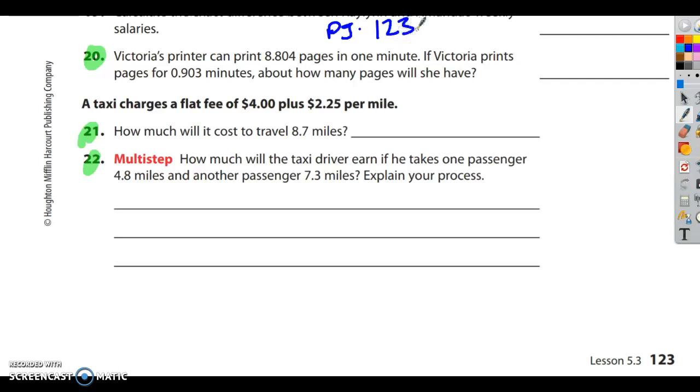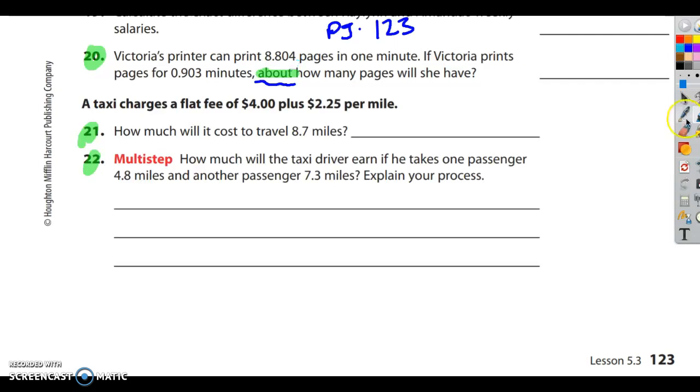Number 20 reads, Victoria's printer can print 8 and 804 thousandths pages in 1 minute. If Victoria prints pages for 0 and 903 thousandths minutes, how many pages will she have? And I misread that. And it's really important that I read it correctly. It says about how many pages will she have. What does that word about mean? It means you get to round and estimate. That's exactly what that means.